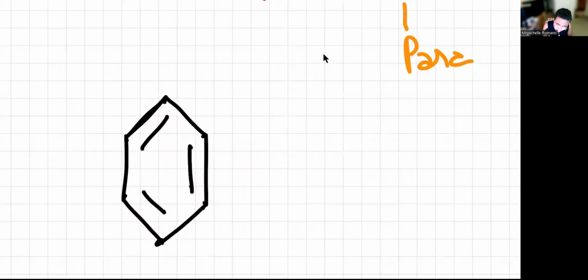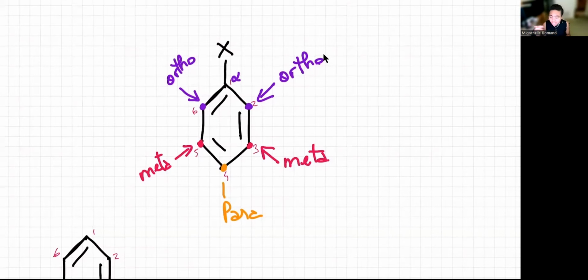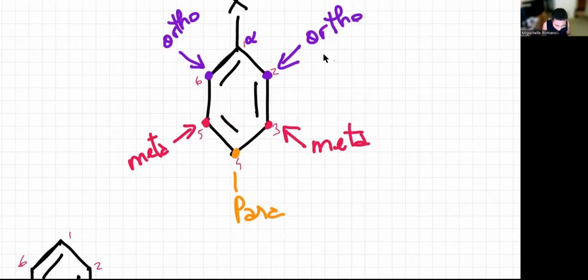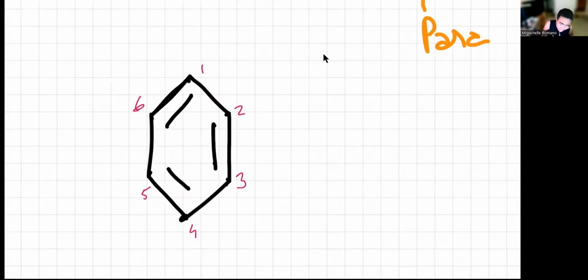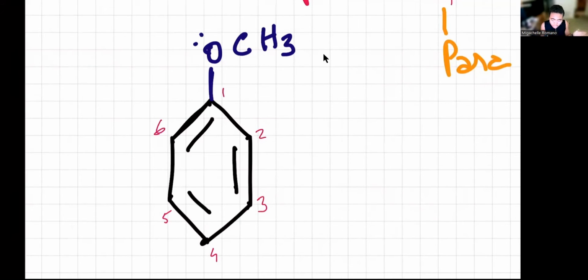Let me renumber my carbons. We have carbon 1, 2, 3, 4, 5, and 6. What we need to know now is that there are groups that will place certain elements either at the ortho position, the meta position, or the para position. What do I mean by that? Let's take an example. Say we have OCH3 at position 1, where before we had an empty ring, and then we added an OCH3 on it.